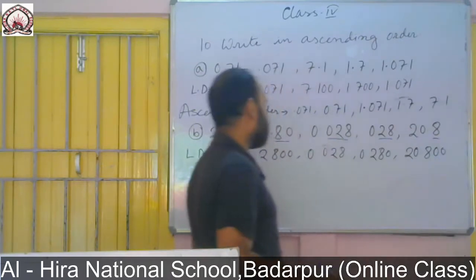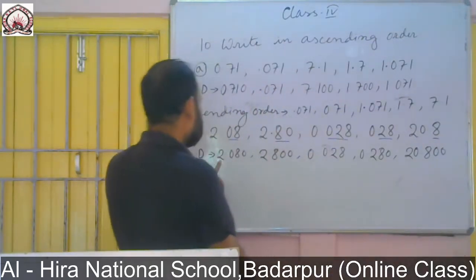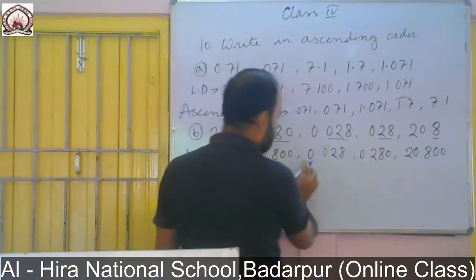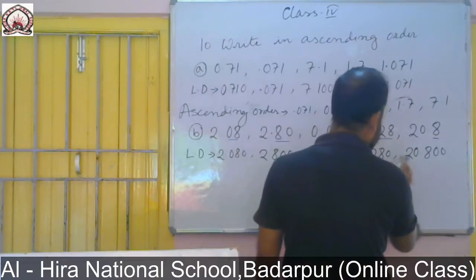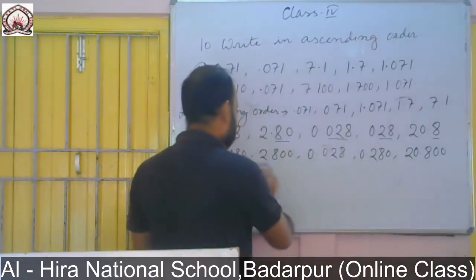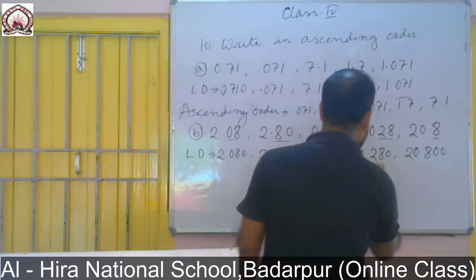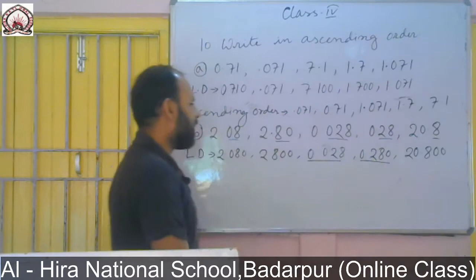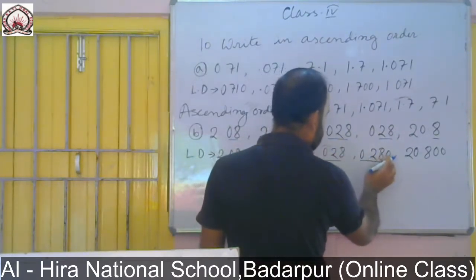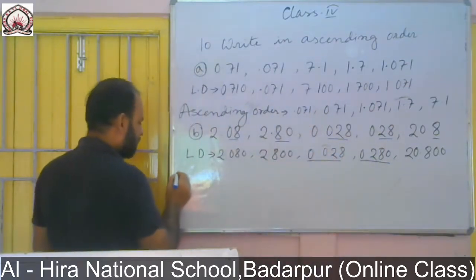Then 20.800. Now we found here the integral part is 2, here also the integral part is 2, here no integral part, and here the integral part is 20. So this 20 is the greatest number. This one has no integral part, these have 2. First we compare these two numbers: here after the point only 028 and here 280. So that means this one is small.